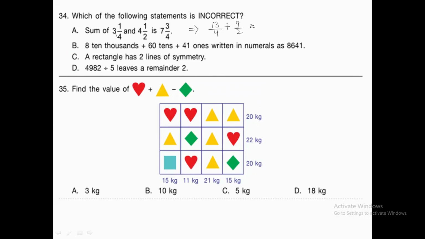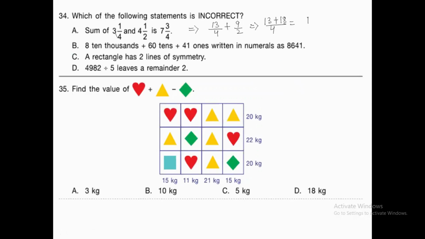When we are adding, the denominator we are getting is 4 only, correct? So it will be 13 plus 9 2s are 18. So we are getting 8 plus 3 is 11, and 1 plus 1 is 2, 2 plus 1 is 3, 31 by 4. Okay, and when we convert 31 by 4 into a mixed fraction, we get 4 sevens are 28, and 3 will remain over there, so we are getting 7 whole 3 by 4.